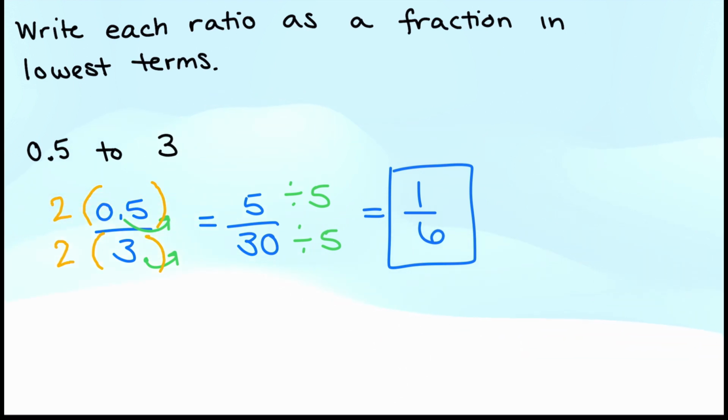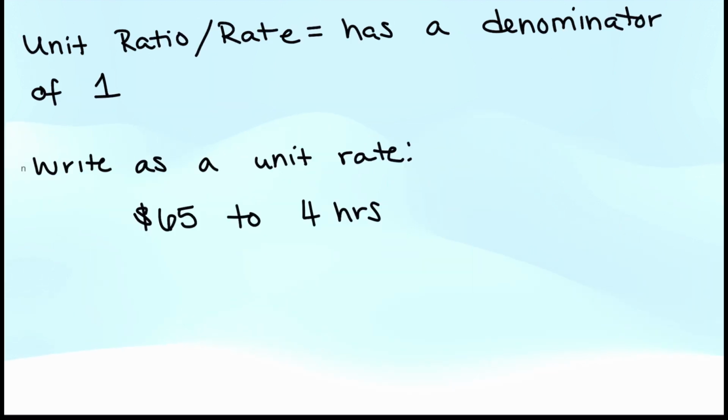So a ratio is just a comparison of two numbers, and we can write that as a fraction. A rate is also a comparison of two numbers, and in fact, a rate is really a special type of ratio. Rates allow us to compare numbers that have different units. So in my example, I have something with dollars, and then my second number has different units, hours.